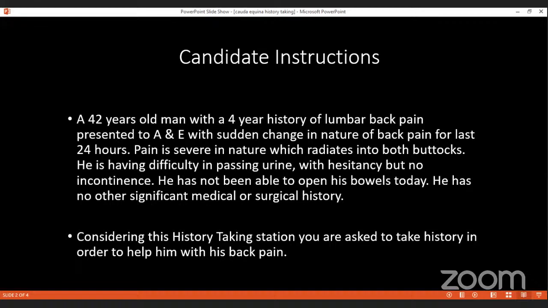Can you describe the character of your pain for me? Yeah, so the pain is kind of squeezing. From my lower back, it moves down to my thigh. Okay, and does it radiate anywhere? Yes, it moved to my buttocks and to part of my thigh. Okay. And do you have any fever along with this?